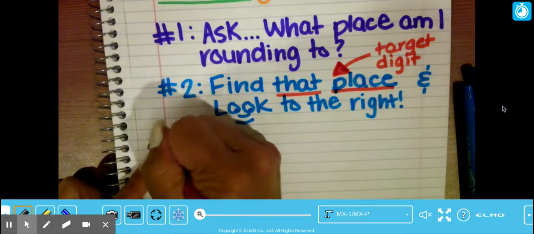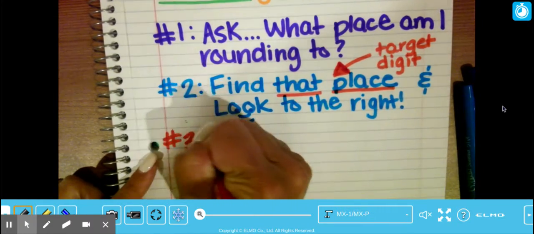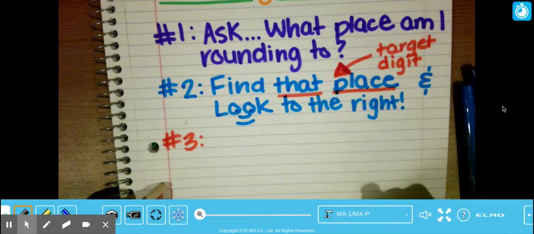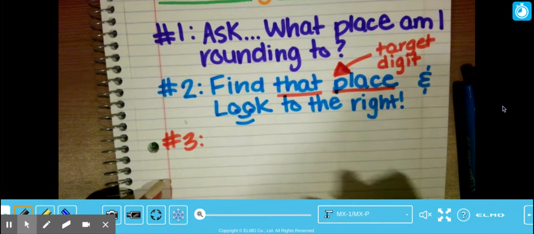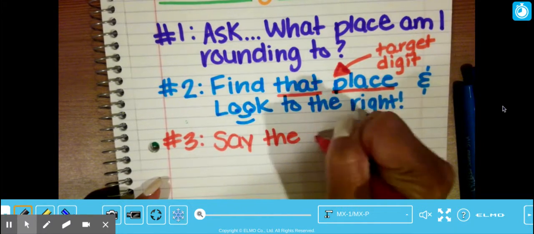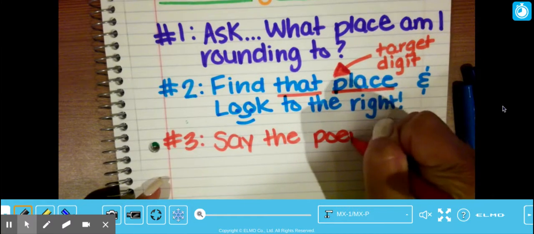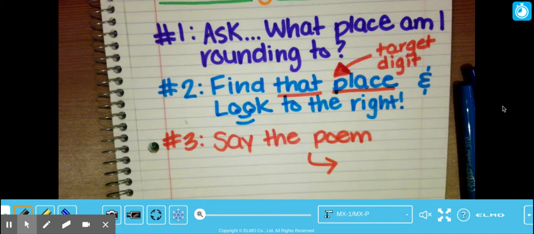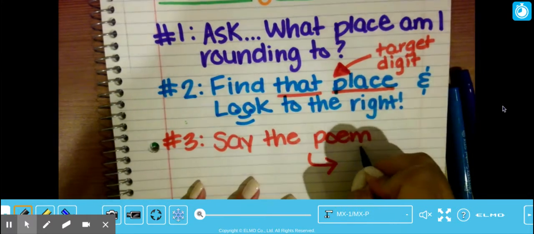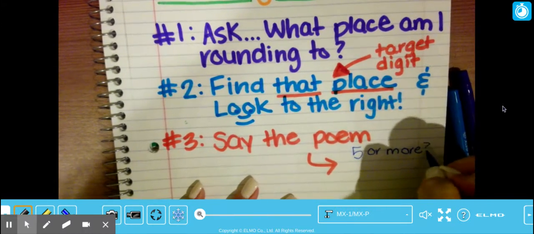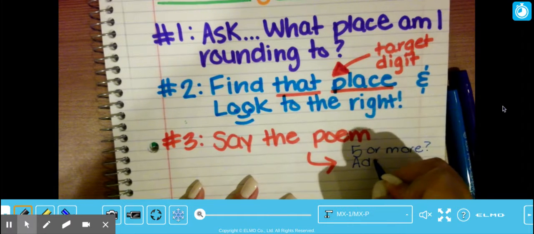The third thing that we're going to do, our third rule, after we look to the right and see the number that is next door to our target digit, we're going to say our poem. Now, like I said before, there's lots of variations on this poem, but the one that I tend to use most often goes like this. 5 or more, add 1 more.